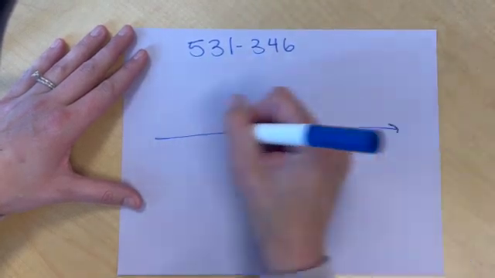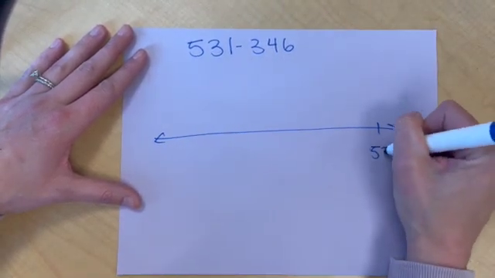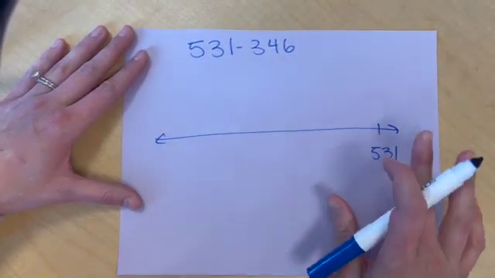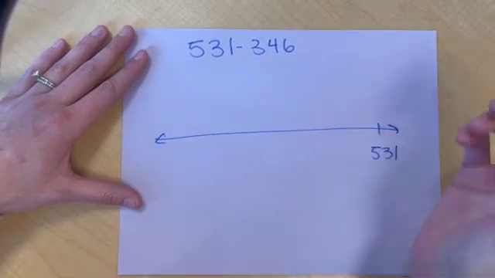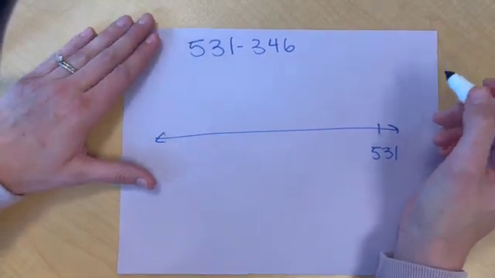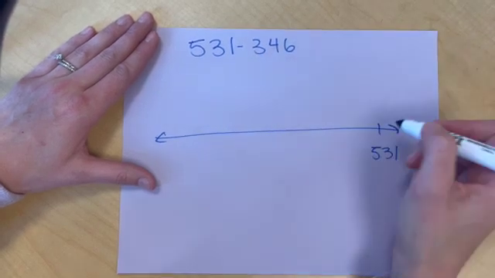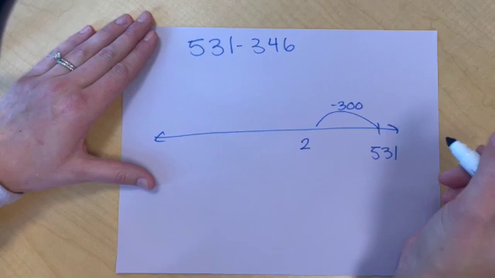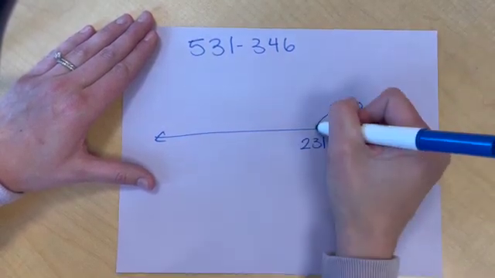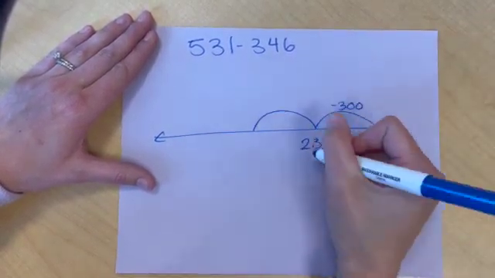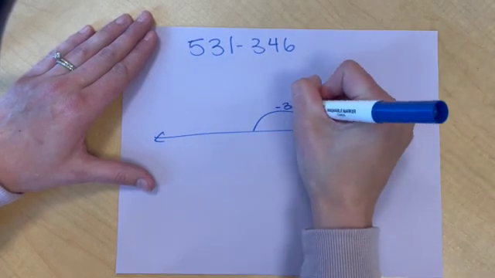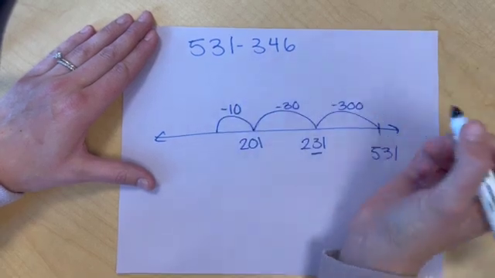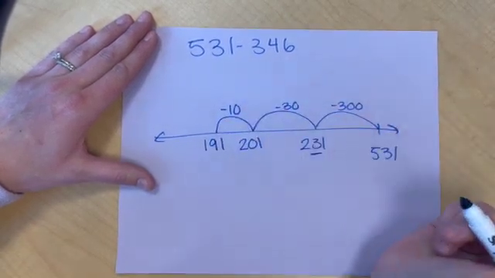With subtraction, there's actually some different things you can do. You can do just subtraction. You can start with 531. Now I'm going to start here this time and go backwards, because on a number line, smaller numbers are here, bigger numbers are here. And then we will take away 346. So I'm going to take away 300. I'm going to get to 231. Then instead of taking 40 away, I'm actually just going to take 30 away to get to 201. And then I'll take away 10 more to get to 191.